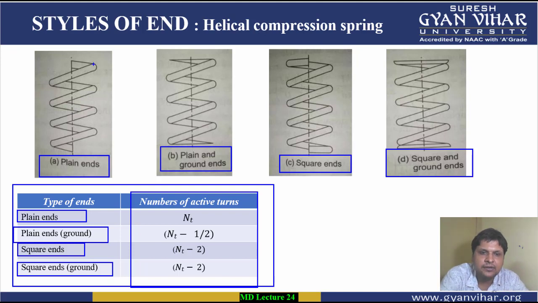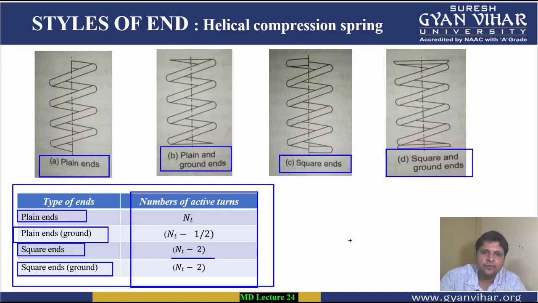And in the case of plain and ground ends, generally the number of active coils is taken equal to the total number of coils minus half, because we are removing the half portion from the top and from the bottom also. So NT minus half will give you the total number of active coils in the case of plain and ground ends. Then in the case of square ends, students, the ends of the spring are made in the form of a square, and in that case if the ends are squared, we take the number of active turns as equal to NT minus 2. We take the number of active turns equal to NT minus 2 for the case of square ends.